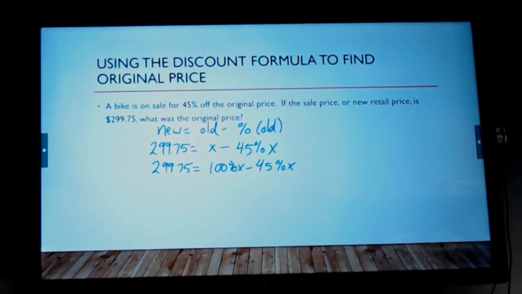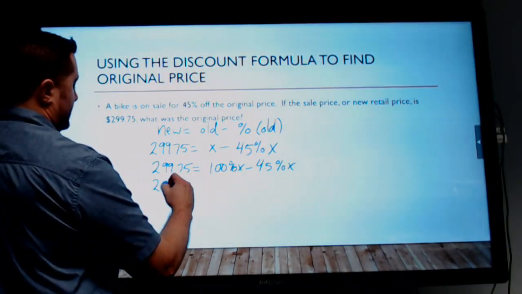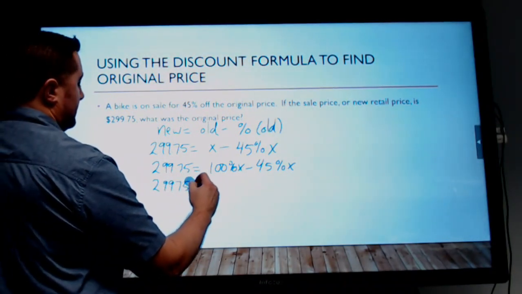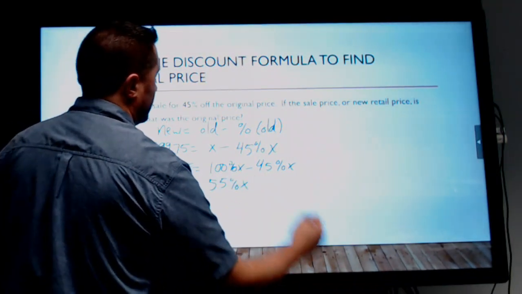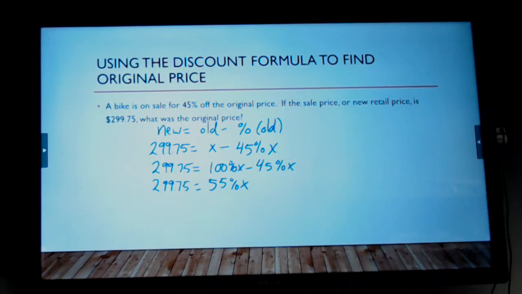Okay, so what's 100% minus 45%? 55%, right. So we've got 299.75 is equal to 55% of X. So if you were trying to explain this to somebody else, you're going to say that since it's 45% off, you're paying for 55%. Right?